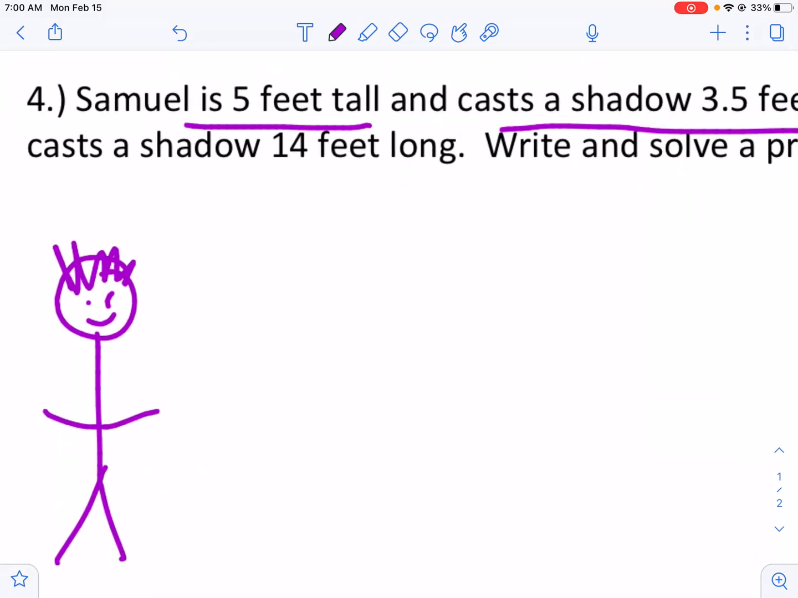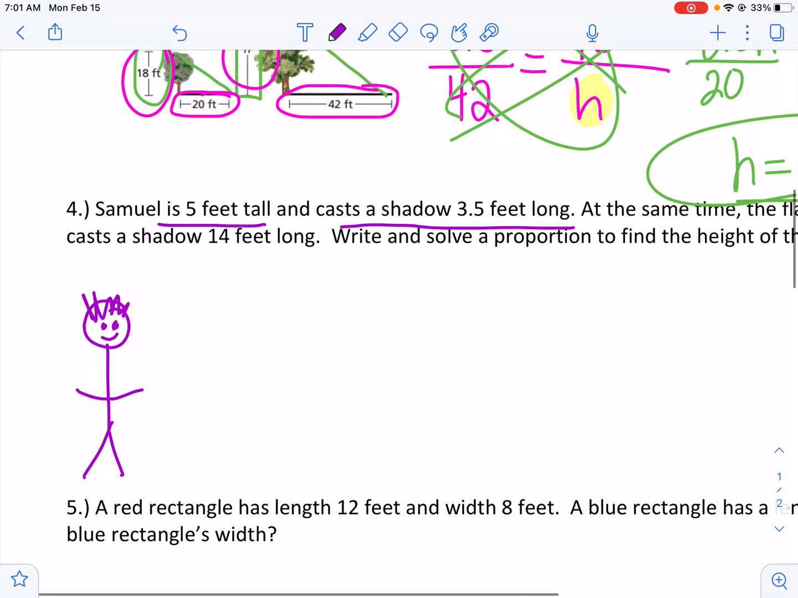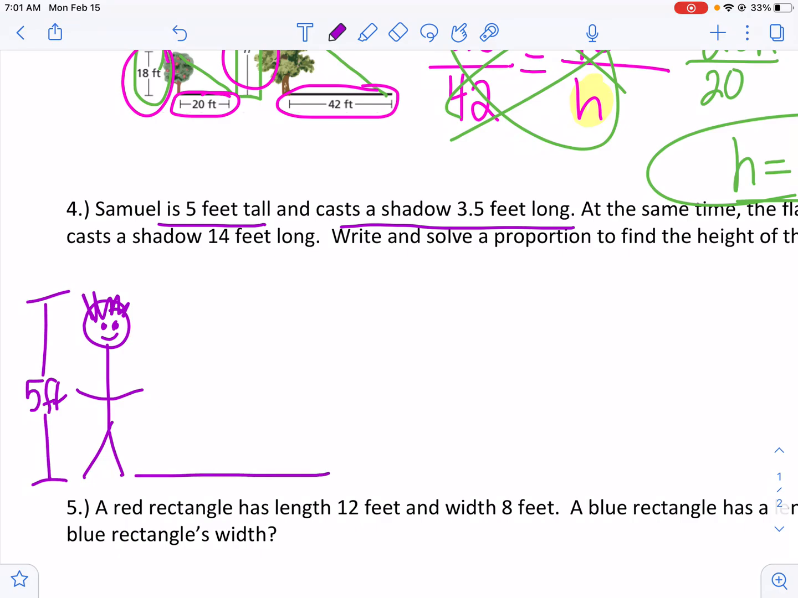Hold on. We'll just make his eyes like that. There we go. He's 5 feet tall. This is where your artistic abilities can come into play. Me, I'm a stick figure kind of person. He casts a shadow that is 3.5 feet long.